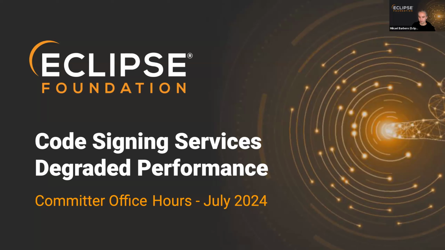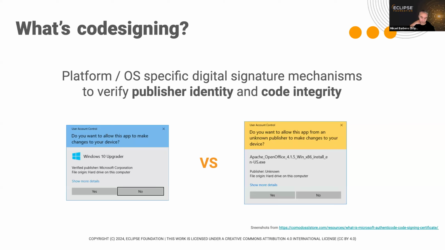So the first thing is the code signing service and the performance issues that we've been having. First of all, what's the fuss with the code signing service? Code signing, in those services, is all about the platform or operating system specific digital signatures that we offer to projects, so that their binaries can be verified, the publisher identity can be verified, and also the integrity of the binaries.